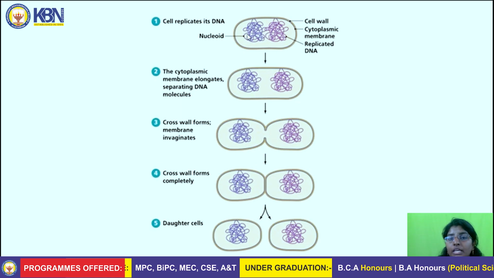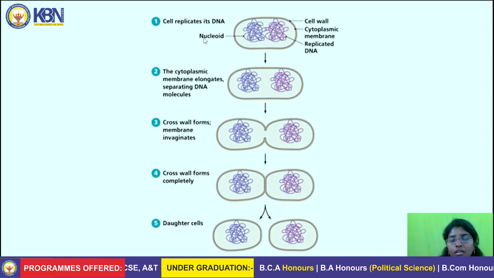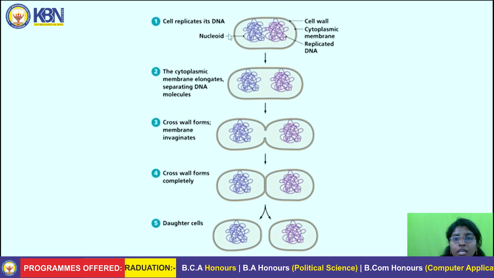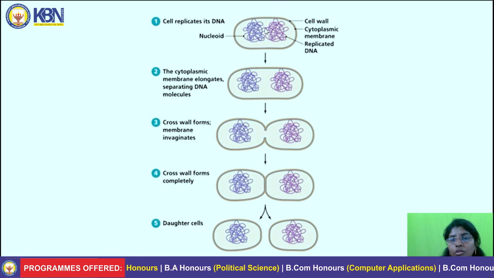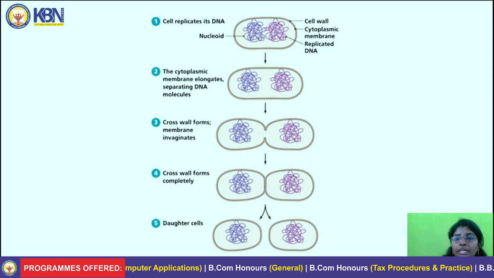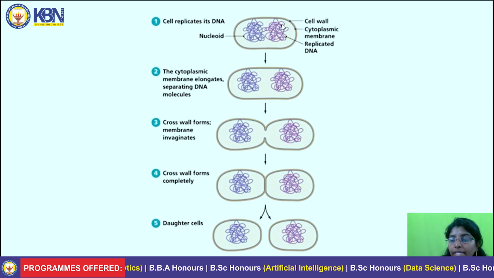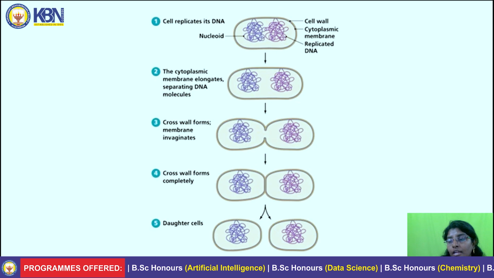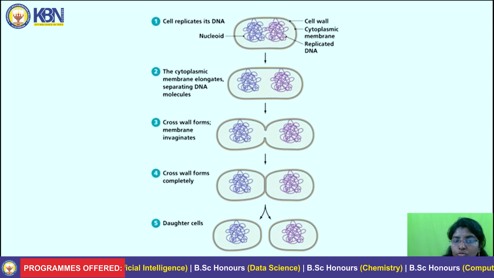After some time, when it undergoes reproduction, the nucleoid present in the cell replicates and copies itself. This is the structure of the bacterial cell: this is the cell wall, this is the cytoplasm, this is the nucleoid, and this is the replicated one. They copied their DNA into two.